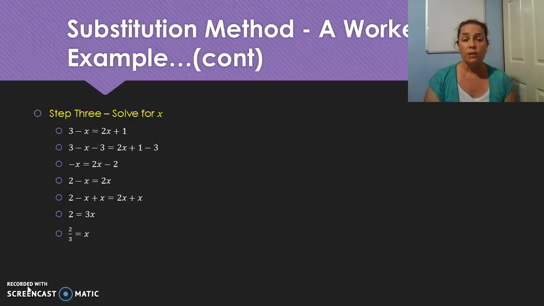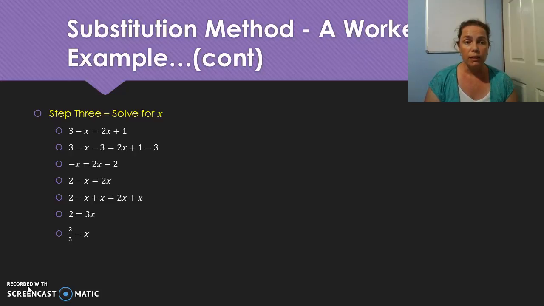Step 3 is to solve for x, and I have my working here. So you can see what we do is we get all the x's over to one side and all our knowns to the other side. So I'm beginning with taking 3 from both sides, and then I'm going to add 2 to both sides and so on, and we end up with x is equal to 2/3. But that's only half of our answer.